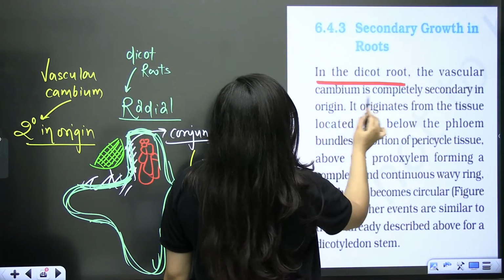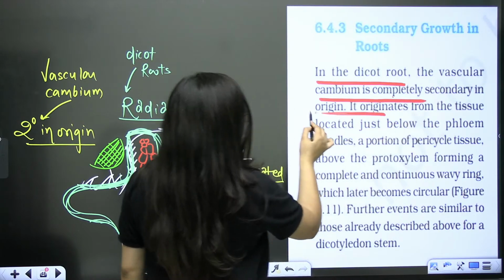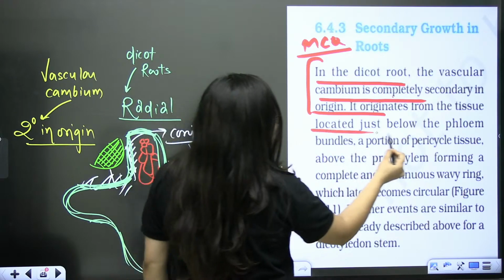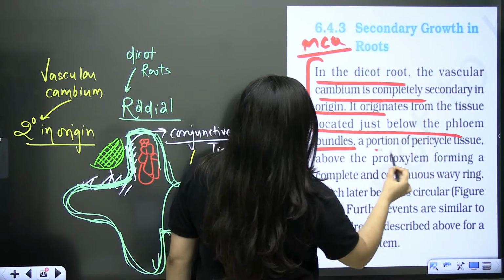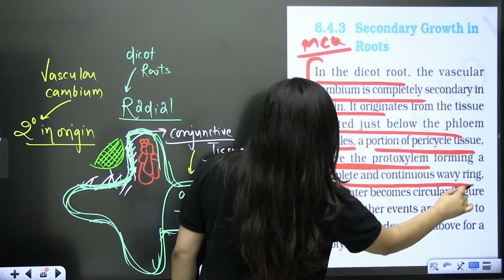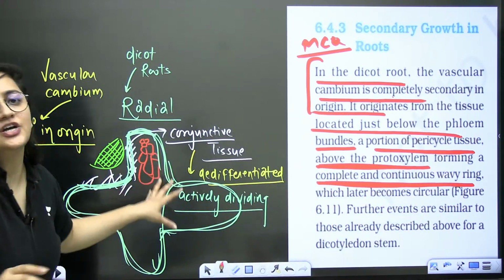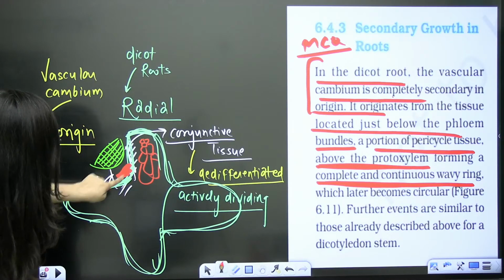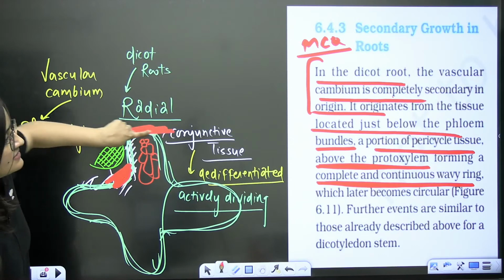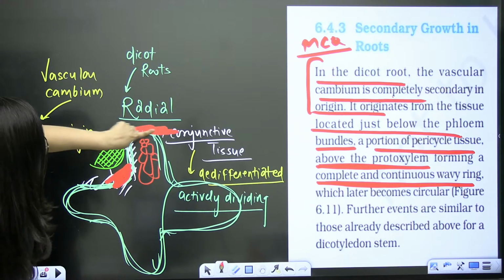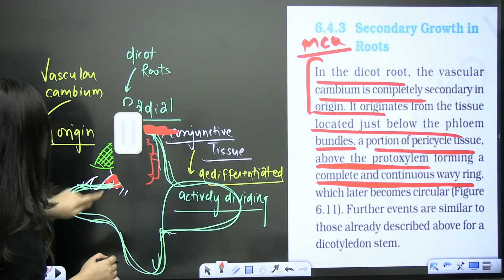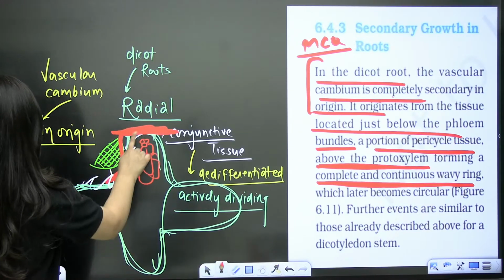So see, in the dicot root, vascular cambium is completely secondary in origin. Very important MCQ. It originates from the tissue located just below the phloem bundles, a portion of pericycle tissue above the protoxylem, forming a complete and continuous wavy ring. So basically this conjunctive tissue present here will become meristematic, and this portion of pericycle tissue above the protoxylem will become meristematic. That is why they will form a wavy ring.